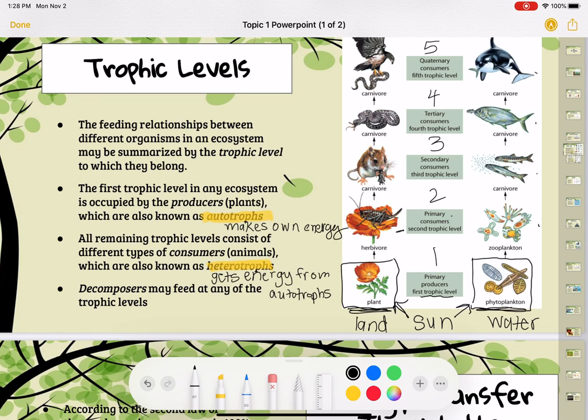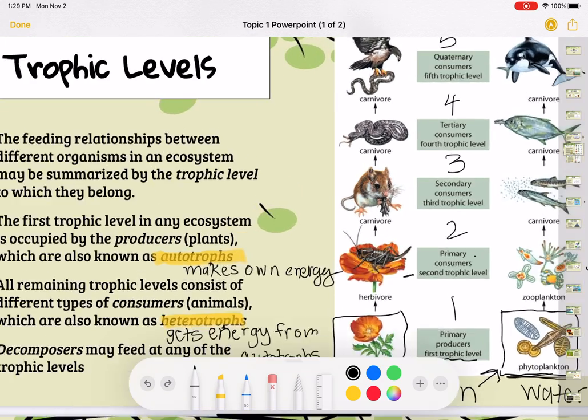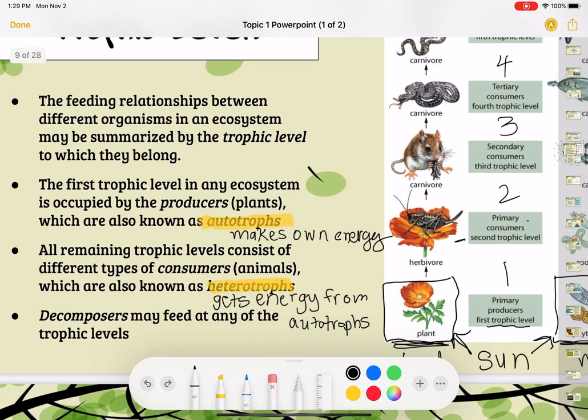Our decomposers are at all levels of this food chain, because if any of these things die, like a mouse dies, decomposers are going to eat its body. So we can't just say that they're at the bottom, they're really at all levels of the food chain. Okay, so just to look at this food chain, at the very bottom, our primary producer is a plant.